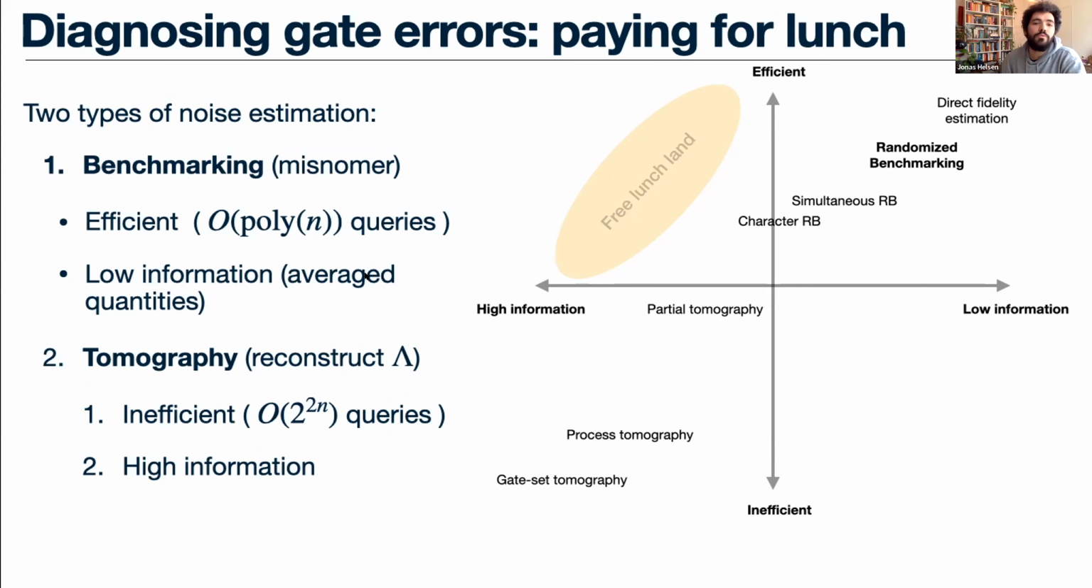And there is no in between, or even better, free lunch, where we get a lot of relevant information in a polynomial number of samples. And we would like to have free lunch. So the question is, can we get free lunch?